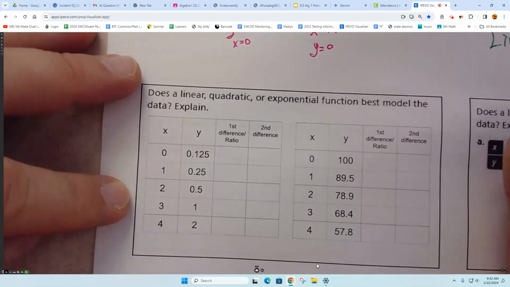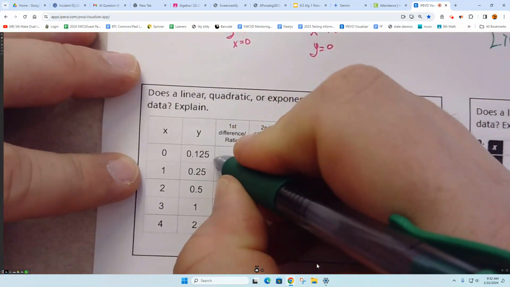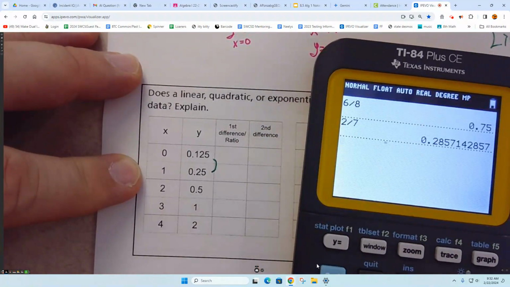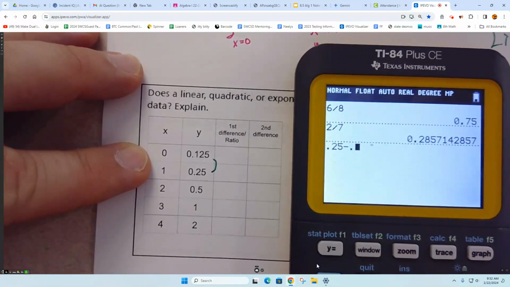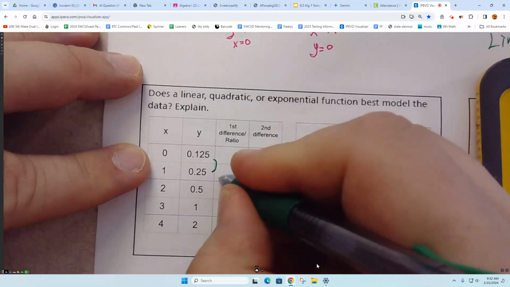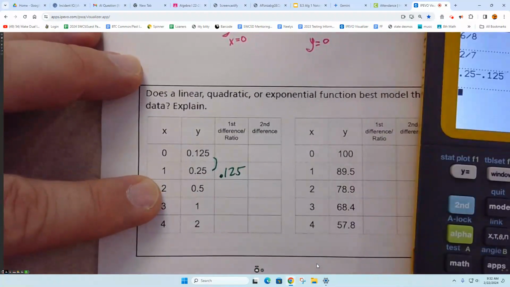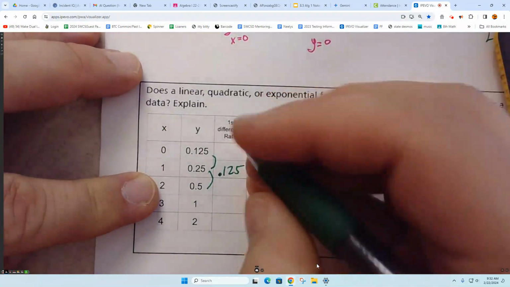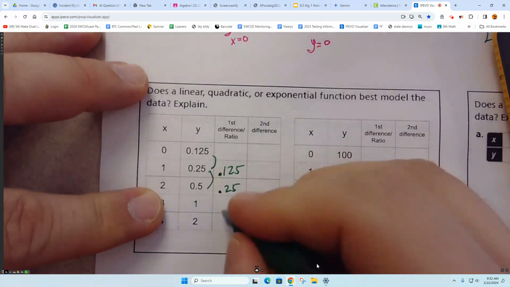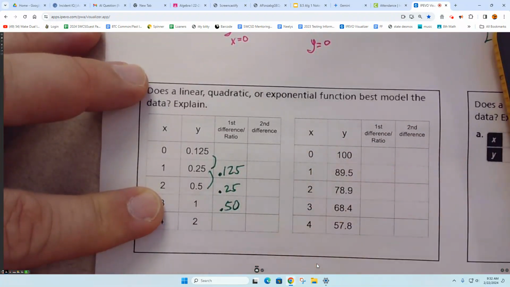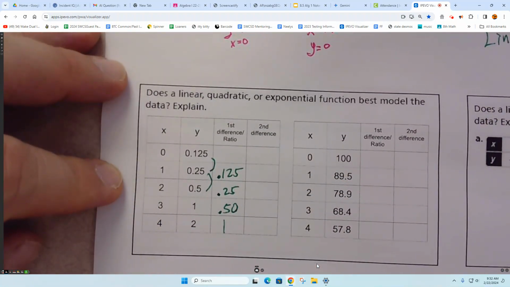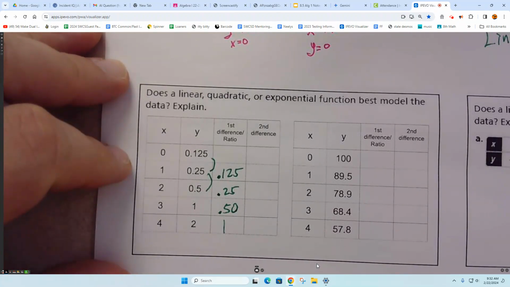Okay, so next one. So common difference here. I'm going to grab my calculator. Really I can just take 0.25 and subtract it from the one before. I think it makes more sense to everybody if I put this number right here. And then there, 0.5, I can do that in my head. 0.25, and then here's 0.5, and here is 1.